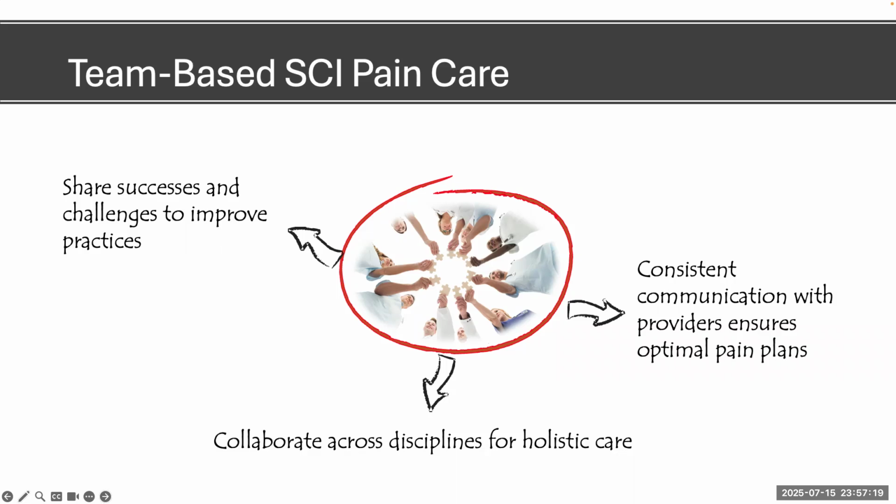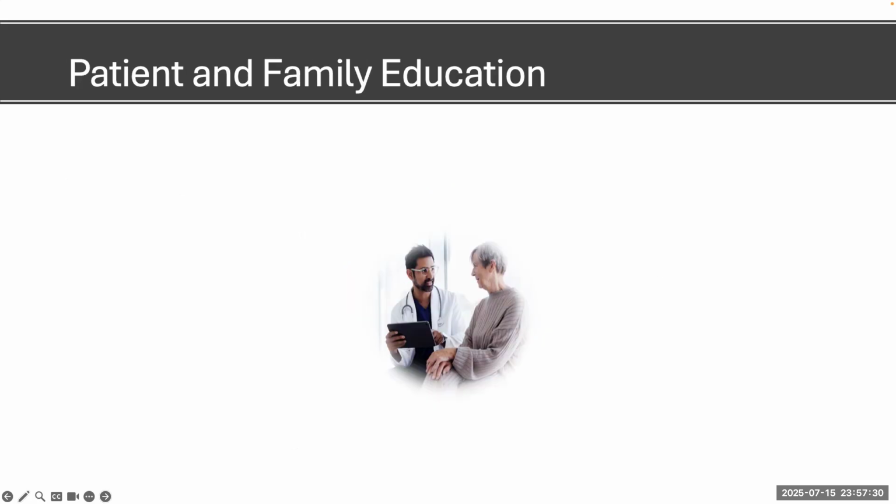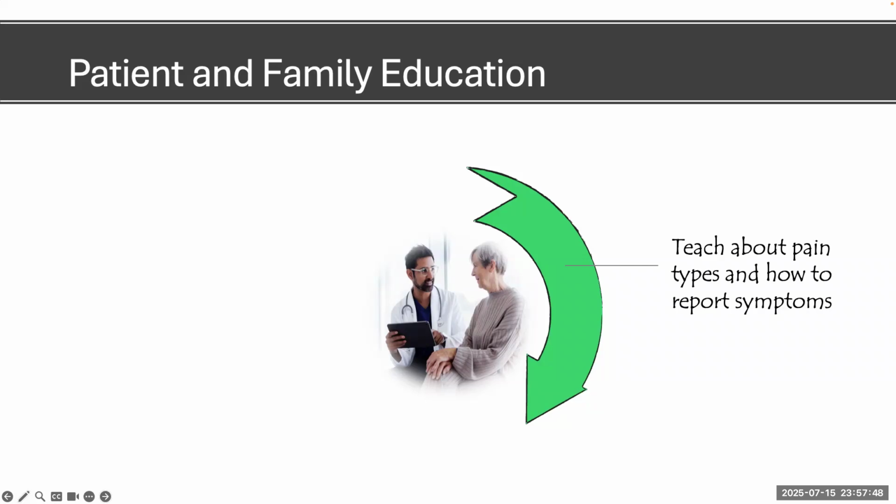When we coordinate efforts and share our observations, we improve care delivery and reinforce safety for every SCI patient on our unit. Educating patients and families transforms them into active participants in pain management. Many SCI patients do not initially recognize the difference between types of pain, muscle aches versus nerve-related burning sensations. Clarifying this distinction helps them report more accurately. Teaching patients how to describe intensity, triggers, and patterns empowers them to communicate more effectively with providers.